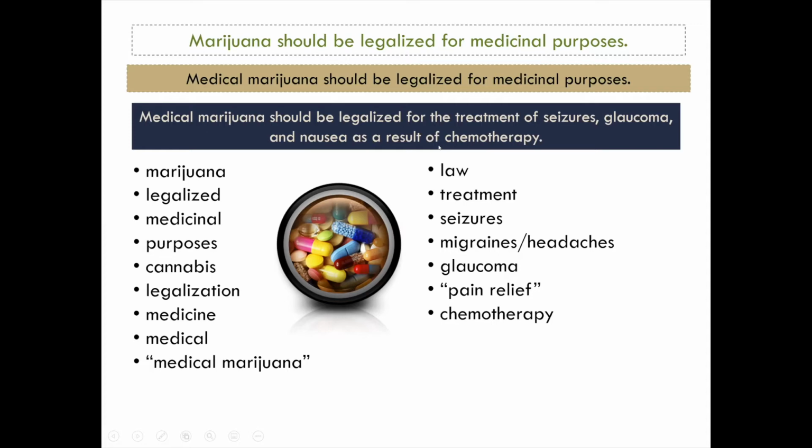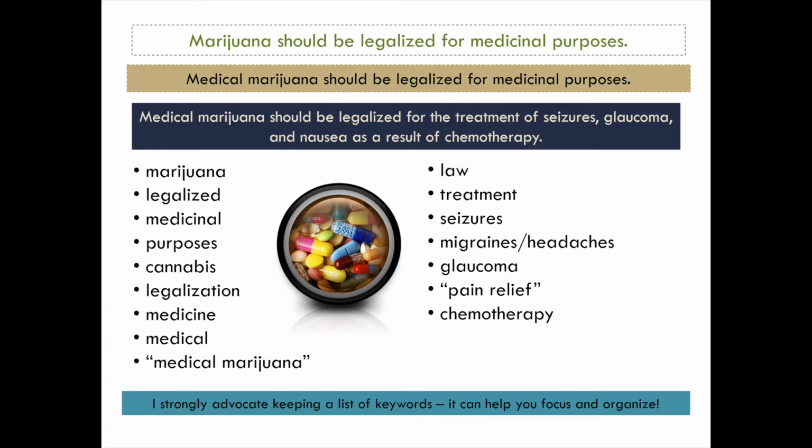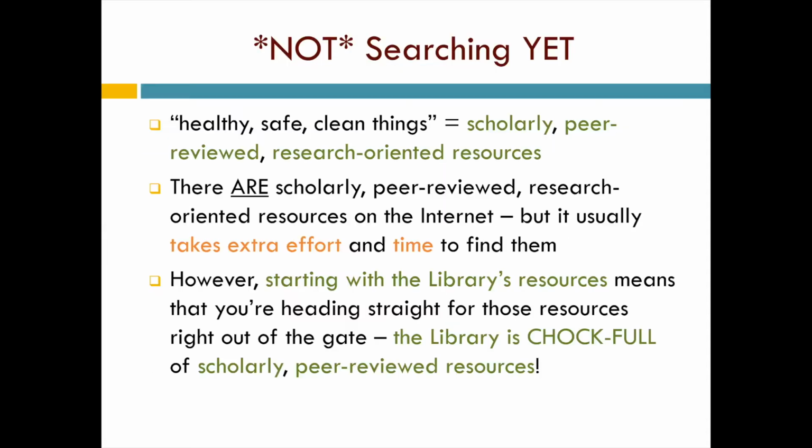So basically, I want to reiterate, keep a list of keywords to help you focus and organize. So we're not searching yet. I want you to pay attention to this because you're going to hear your professors say time and time again, use the scholarly literature, use the peer-reviewed literature, use the professional literature. It matters. When you start with the library, you are guaranteed this information. When you start with the internet, you are not guaranteed it.